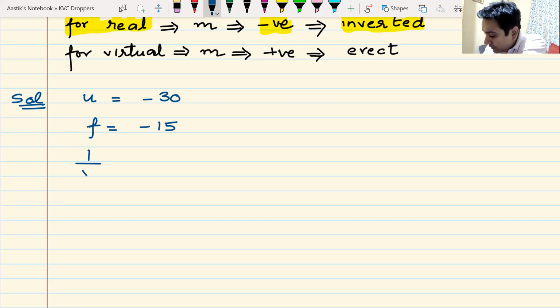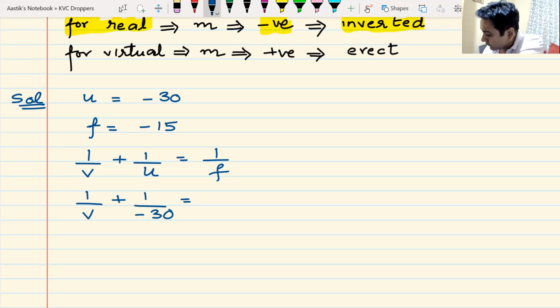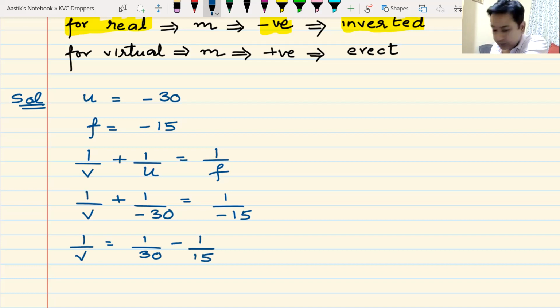Now I applied the formula 1 by v plus 1 by u is equal to 1 by f. And I put the values here. 1 by v plus 1 divided by minus 30 is equal to 1 divided by minus 15. So 1 by v will be equal to 1 by 30 minus 1 by 15. Do we understand how we can solve this? We can solve it by taking the LCM and all that. If I solve this, I will get the value of v as minus 30.